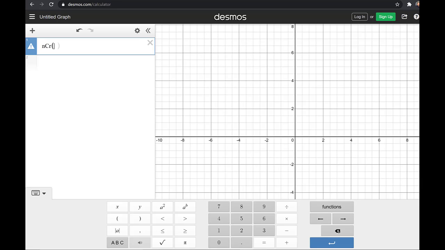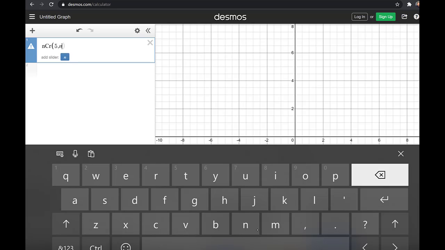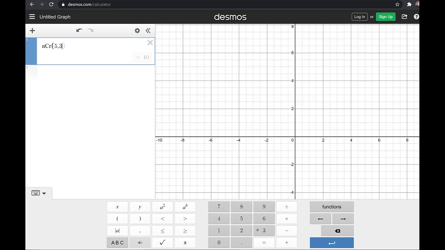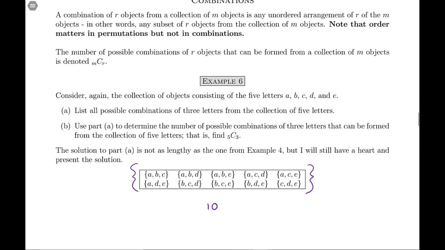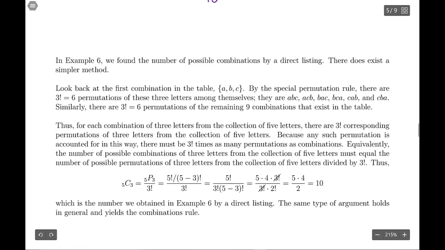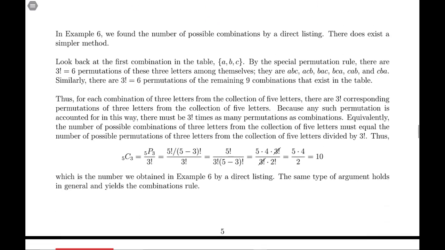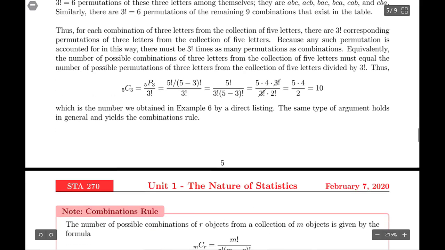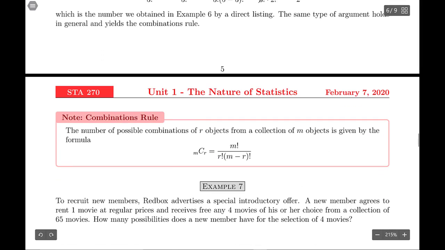And here it's going to be 5, 3. And you can see we get 10. So the number of combinations is going to be much smaller than the number of permutations that you would get out of a given set. And there is also a special formula to come up with combinations, and it involves factorials again.